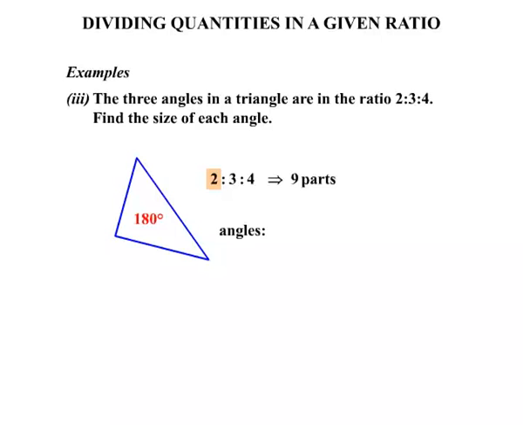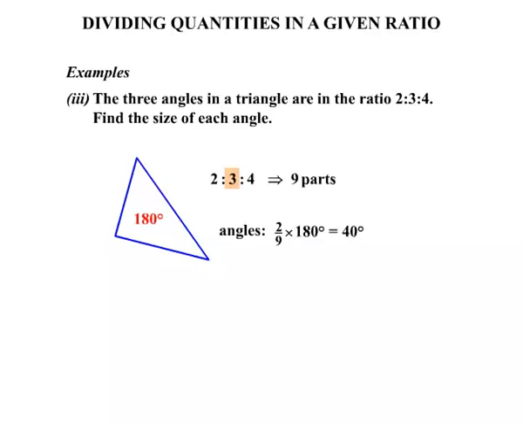Now the first angle what we're looking at is 2 parts. 2 parts out of the 9. So as a fraction it's 2/9. And it is 2/9 of the 180 degrees. So we work that out, we come up with 40 degrees.